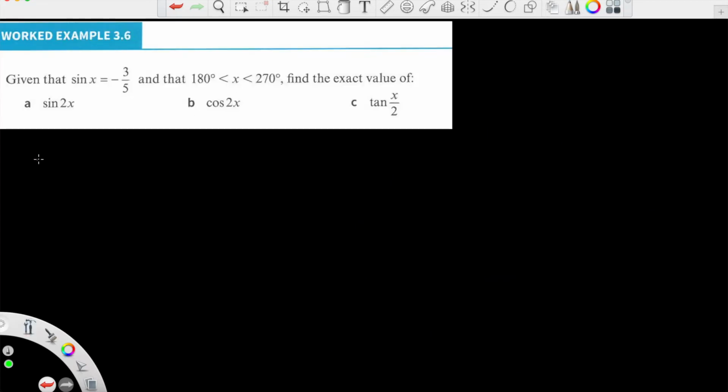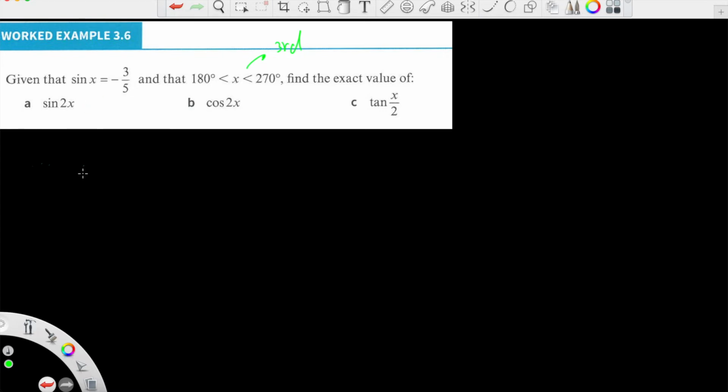Now, first example for this video: given that sine of x is equal to negative 3 over 5 and x is between 180 and 270, meaning in the third quadrant, find the exact value of sine of 2x, cosine of 2x, and tan of x over 2. First, let's use identities in order to find cosine and tan.